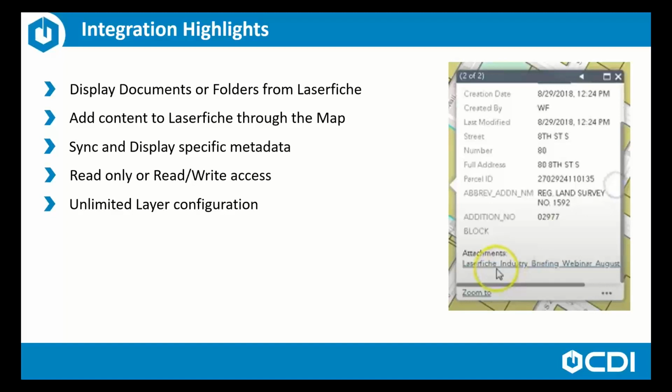So you are granting permissions to that public user to see whatever content you might want to be made available through the map. And then you have the ability to do unlimited layer configuration. The integration is configured by mapping metadata both in ArcGIS as well as in your Laserfiche templates or field data. And so you can map those items together in as many layers or configurations as you might want.